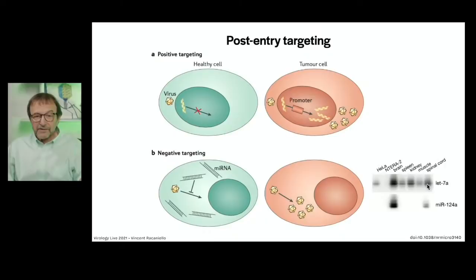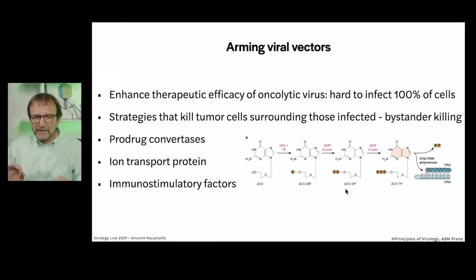We also do what's called arming the vectors. It's hard for these viruses to kill 100% of cells in a tumor, right? It just doesn't reach all of them. But what you do is introduce genes into the vector that will help kill neighboring cells next to the ones infected. That's bystander killing.